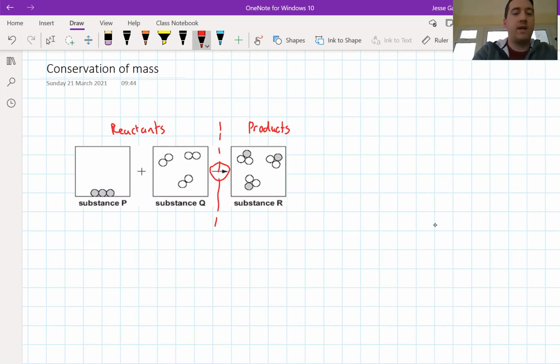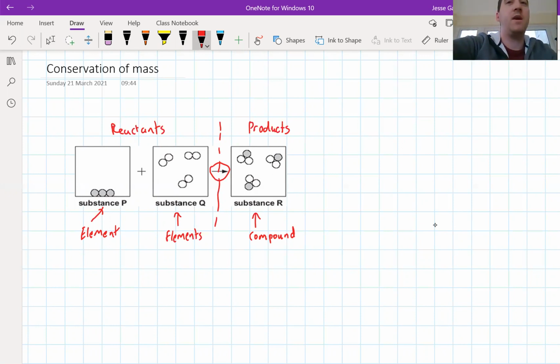What else can we see? Well, I can see that substance P, what type of substance is it? It's an element. I know this because it's only got one type of atom. Substance Q is also an element because, again, I've only got one type of atom. They're all white atoms, shows us the same type of atom. Whereas substance R is what we call a compound. We have taken the different atoms we started with and we have formed new groups that we call a compound. So what you can see is that elements have been combined to make a compound in this chemical reaction.